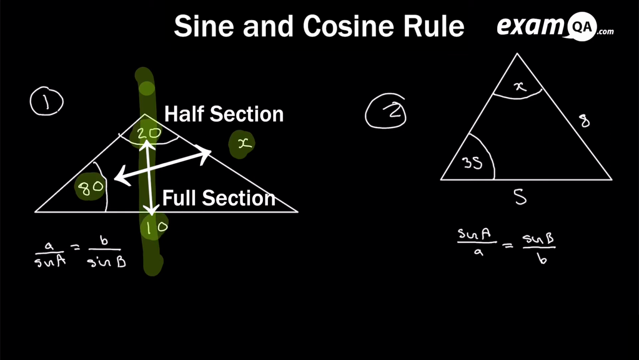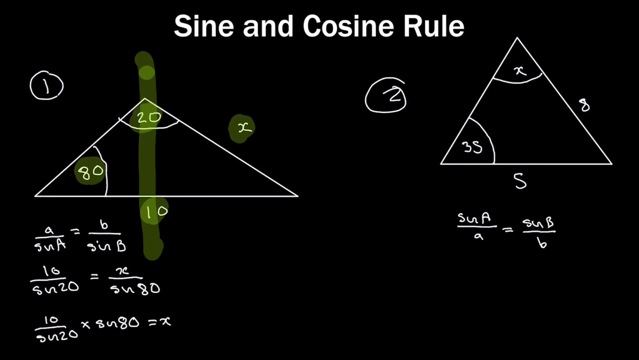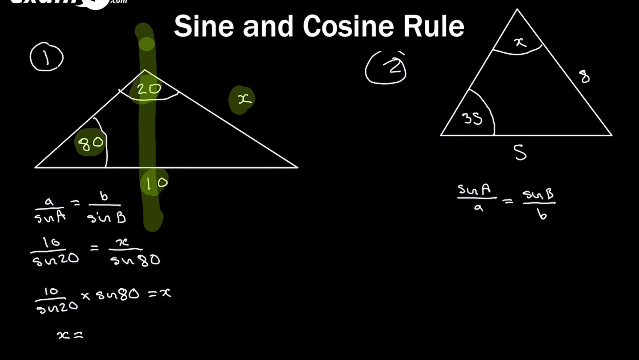Now that we got that, we can start filling in the formula. We're going to start by filling in the full section. So that's 10 over sine 20. And that equals, now we're going to fill in a half section, which is going to be x over sine 80. Now we're going to need to do a bit of algebra to work out the unknown side x. You're just going to times both sides by sine 80 to get rid of that sine 80 below the x. Throw that in your calculator now. And you get x equals 28.8 to 1 dp.